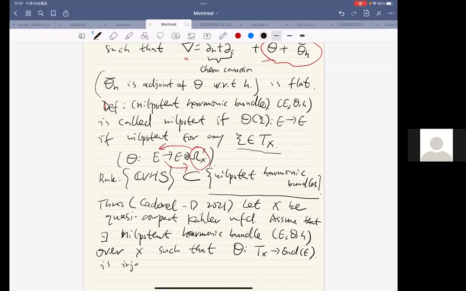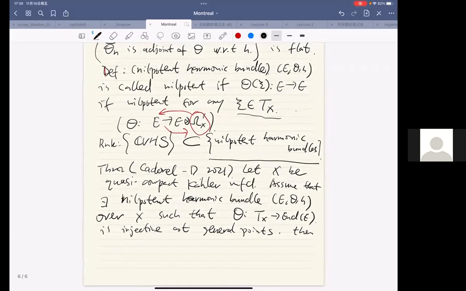Is injective at a general point. I mean, namely, the morphism is injective outside an analytic subvariety of X. Then the statement is that X is pseudo Picard hyperbolic.